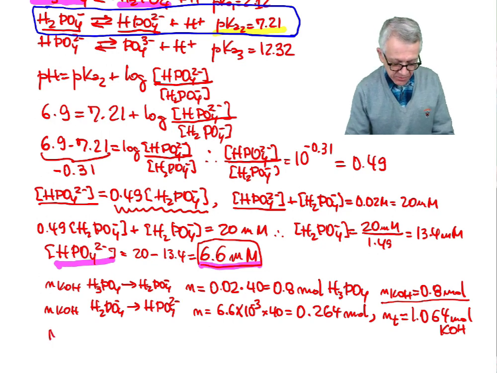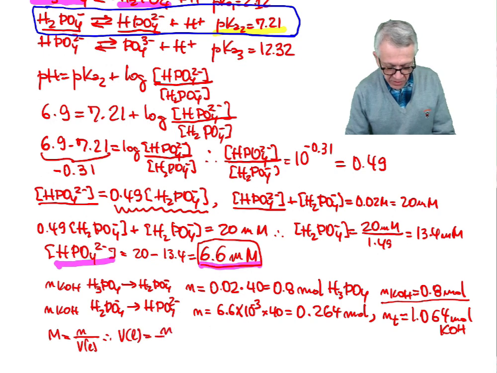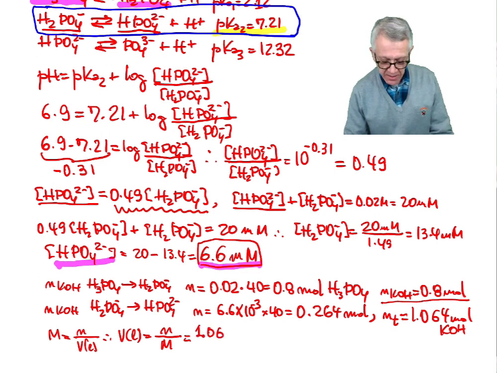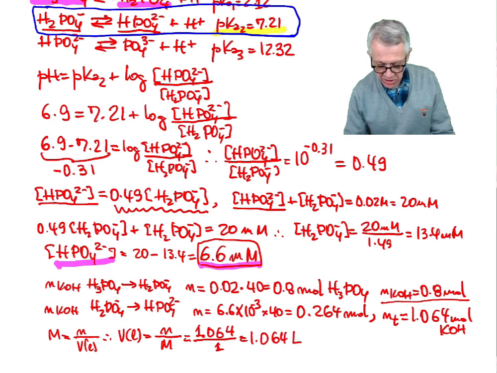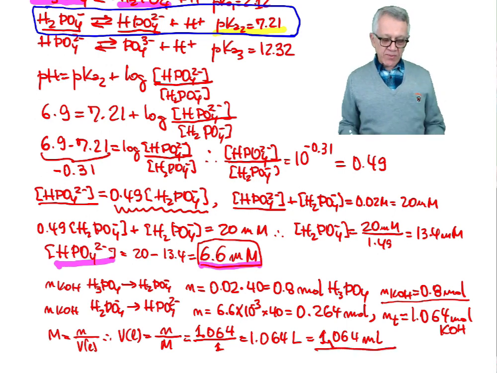I'm going to write this down here so that we remember it very nicely. Molarity is the number of moles divided by the volume in liters, right? So therefore, the volume in liters is going to be the number of moles divided by the molarity. In this case, there's no way that you can make a mistake because the molarity is 1, but in other cases we may get in trouble, okay? So 1.064 divided by 1 gives us 1.064 liters, or 1,064 milliliters of this solution.